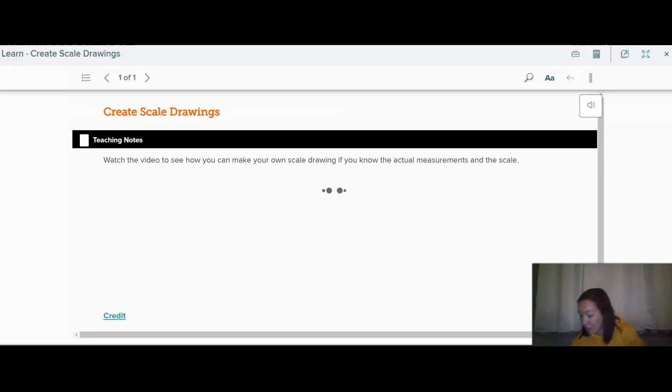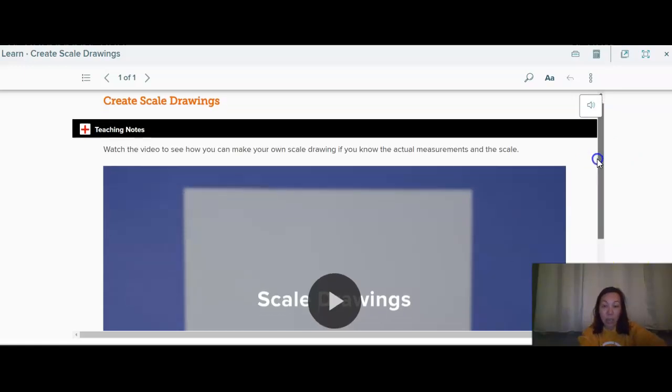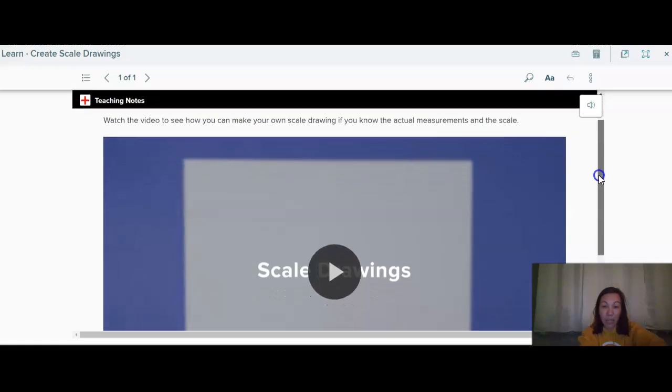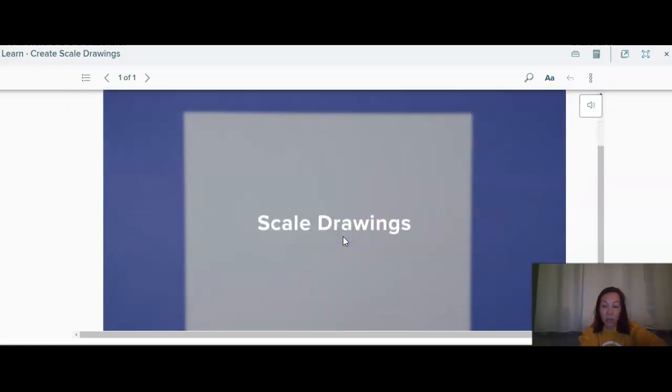All right, the other thing you're going to have to do is create scale drawings. Now we're not covering everything in this section, just the first 2 examples, so this is all you'll need to know, but with scale drawings, you're going to know how to create your own. So watch this video. Scale drawings.